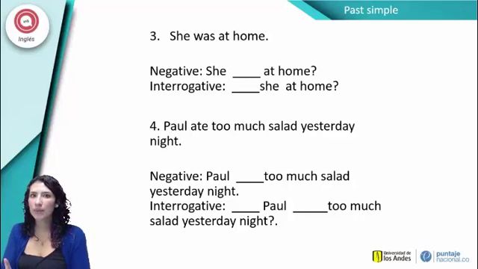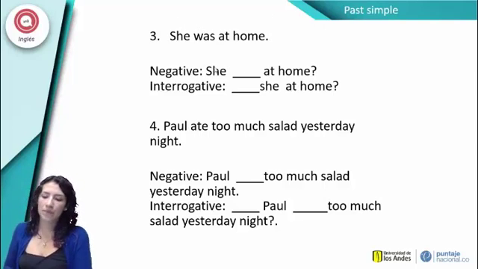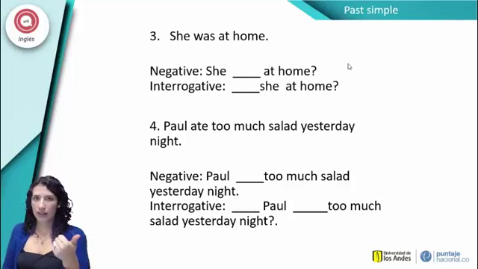Si ven, van saliendo preguntas importantes. Cuando tenemos el verbo ser o estar, como en esta, she was at home, no utilizamos did porque ya el was, el verbo ser o estar, cumple con la función del auxiliar. Entonces, she wasn't or was not at home, correcto, ella no estaba en la casa. Y la interrogativa, was she at home, ¿estaba ella en la casa? ¿Listo? Vamos a ver la número 4 entonces.